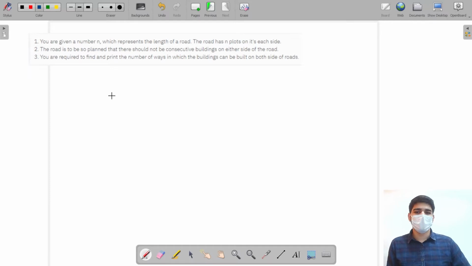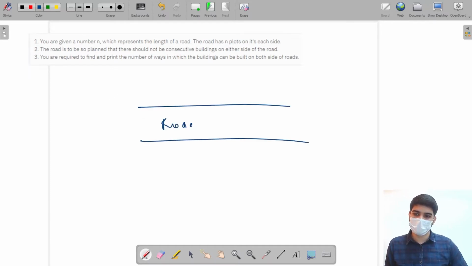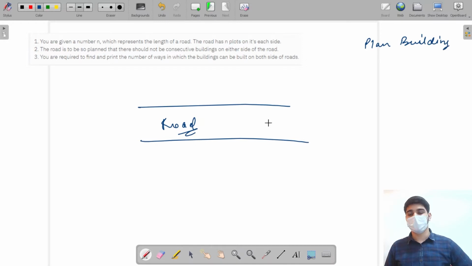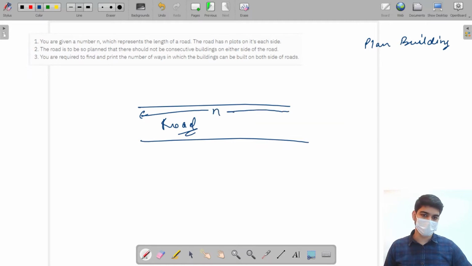So it can be a bit overwhelming if you have read this for the first time. What it basically says is that we have a road, and on both sides of the road we are planning to make buildings. We have to plan buildings. That's what we have to do. Now the road is of length n. This is what the first line says. So the size of the road would be n.